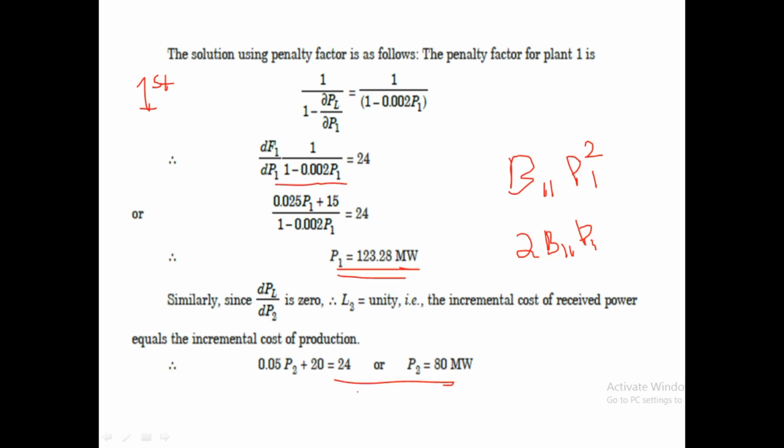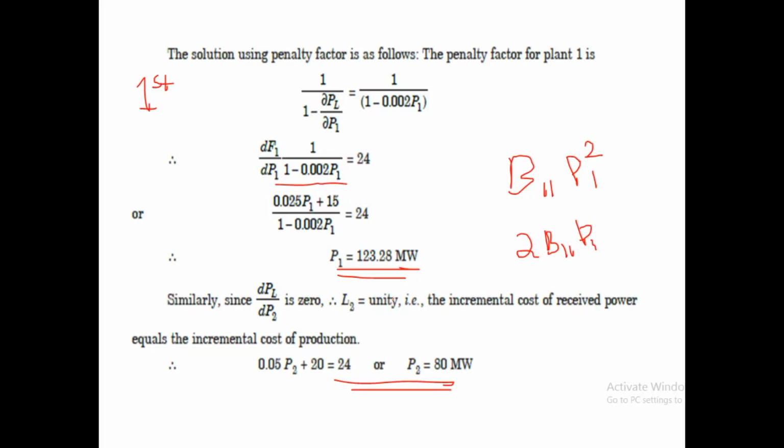So this was already discussed earlier. P1 equal to 123.28 and P2 equal to 80 megawatt. So with this I am stopping this lecture, and the next module will be explained in the next video.